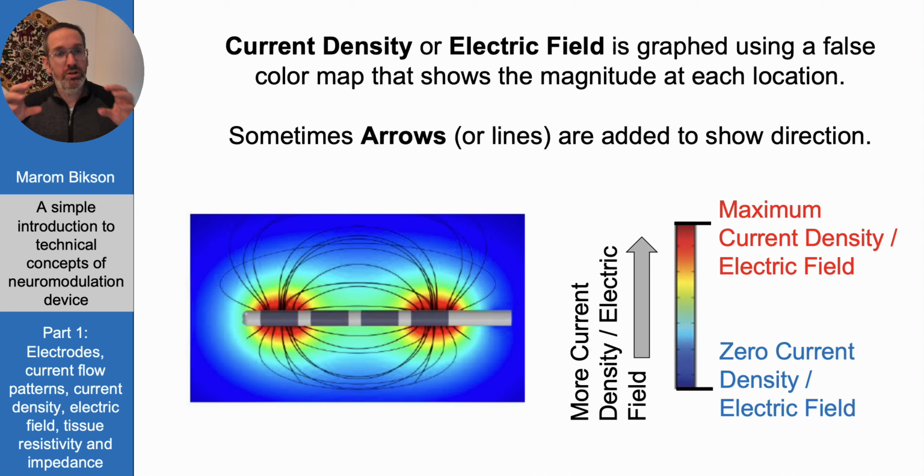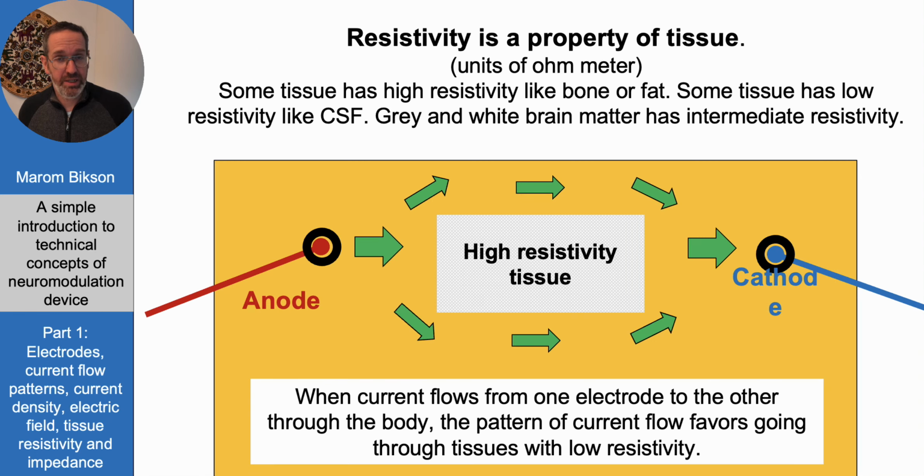And you can see there's more current density near the electrodes, right? And as you move away from the electrodes, the current density drops. And how much it drops, how quickly, will depend on different things, like how big the lead is. So that's what these false color pictures of current density or electric field mean.